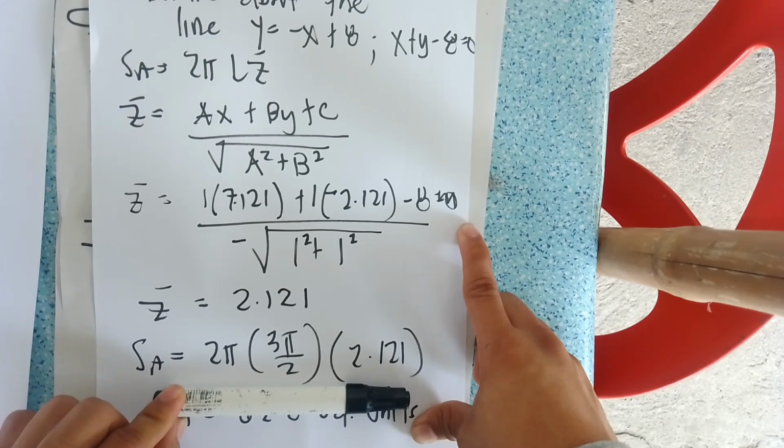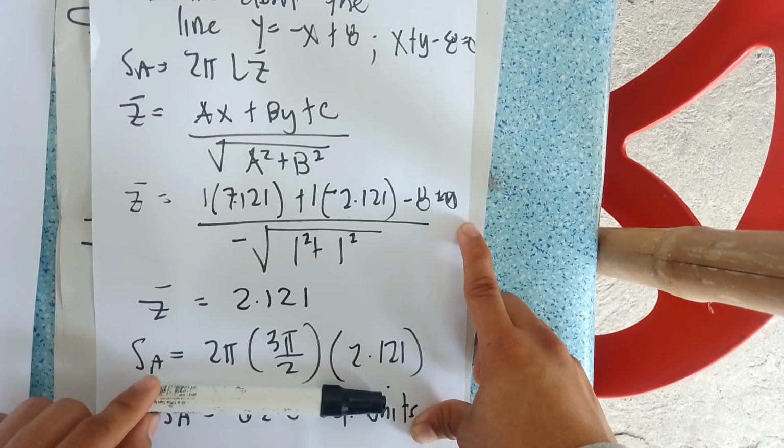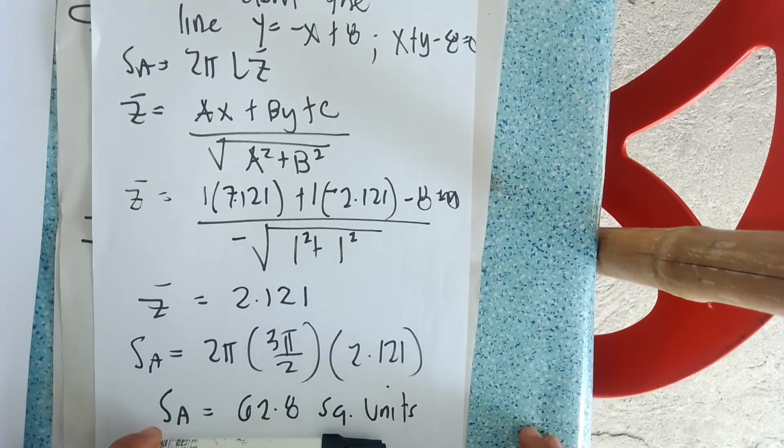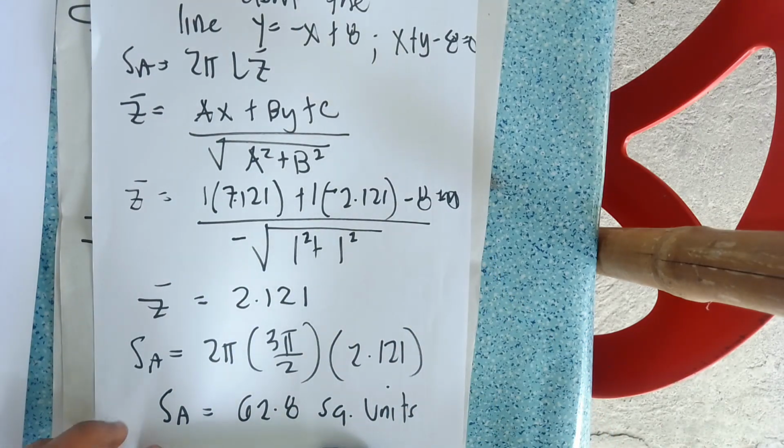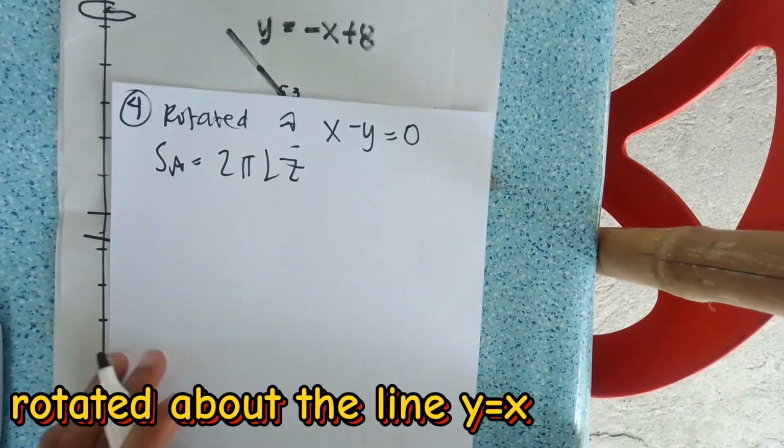Now our surface area is still 2 pi L z bar, and we get the surface area is 62.8 squared units.